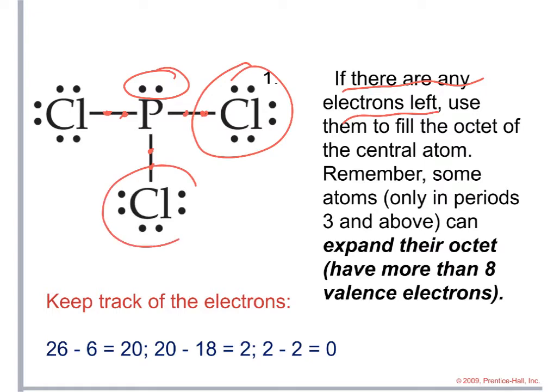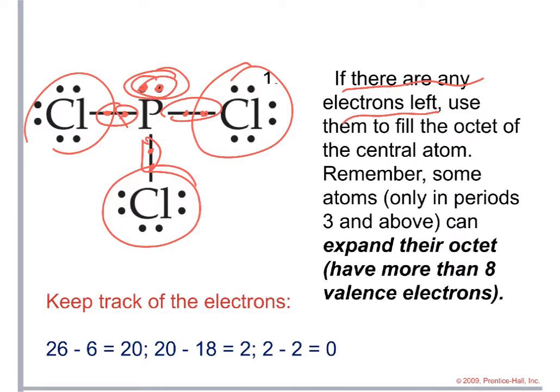So let's see. All 3 chlorines have an octet. And now that we added these 2 extra electrons on phosphorus, it also has an octet. See, 2, 4, 6, 8. So that is a stable structure, and we are done.